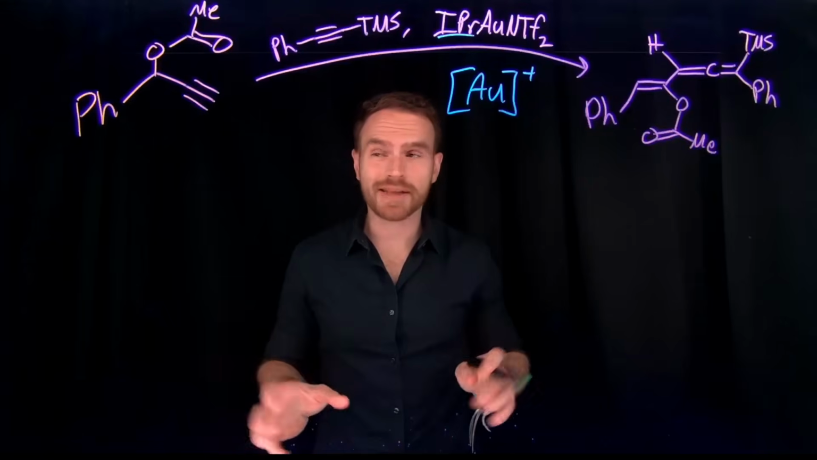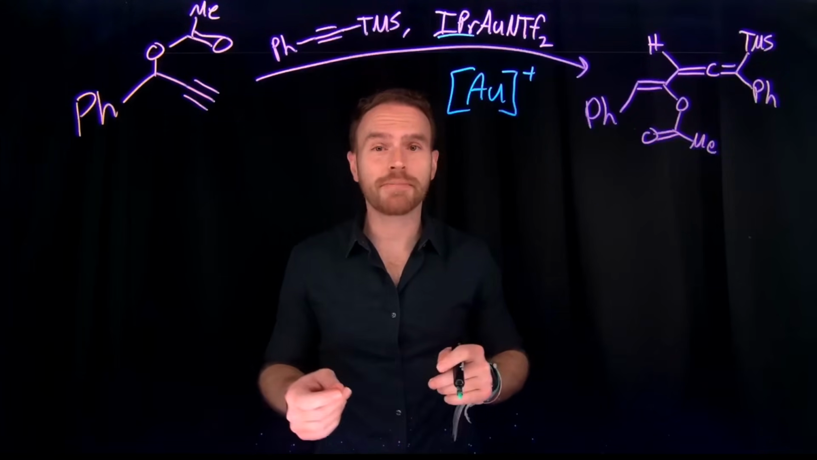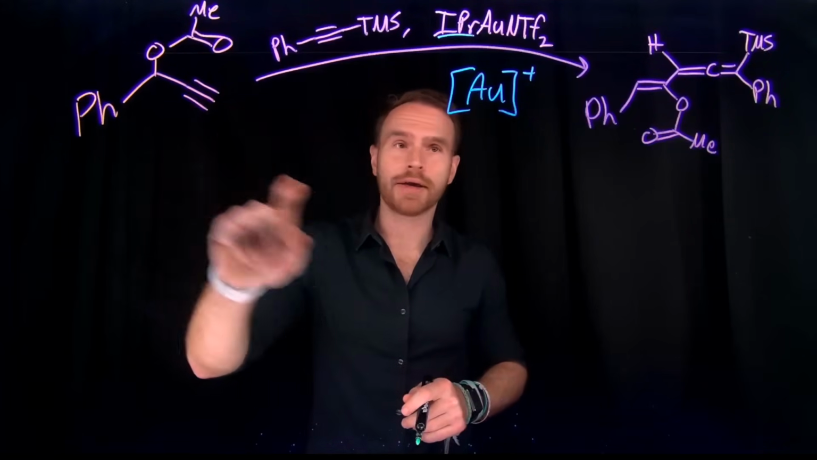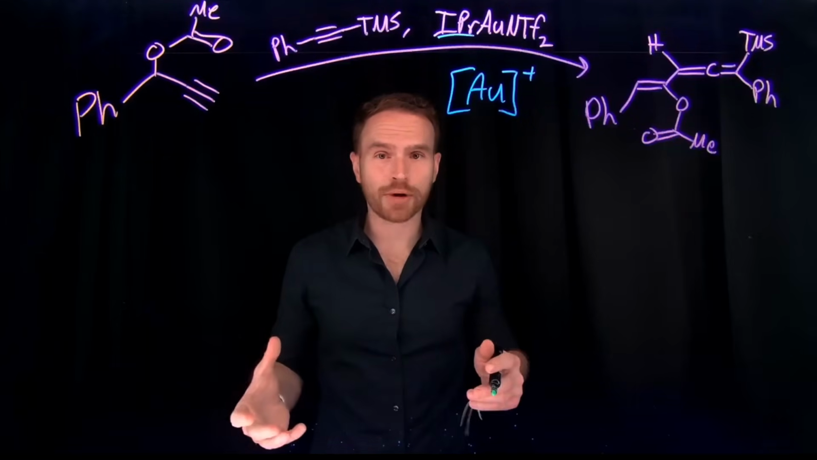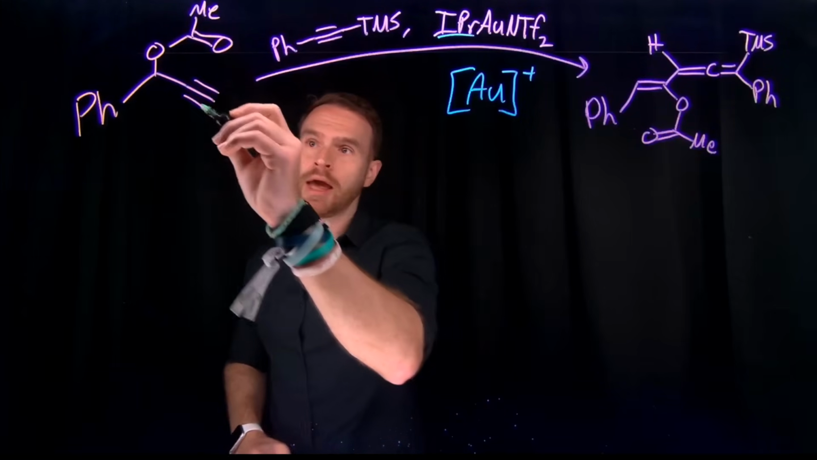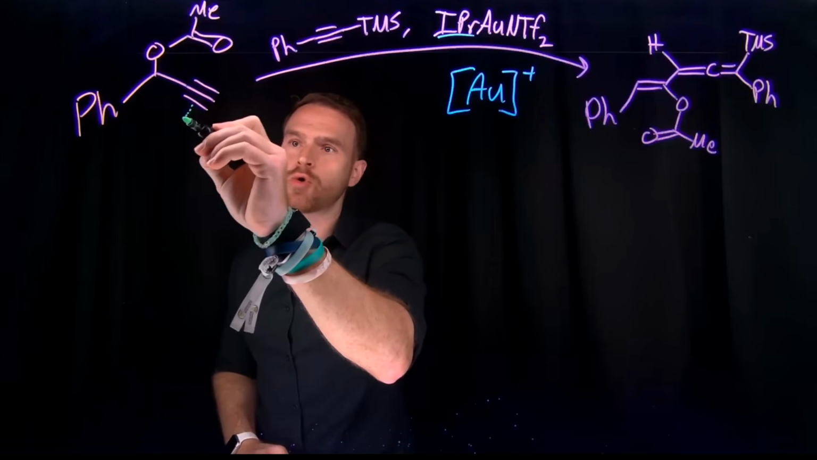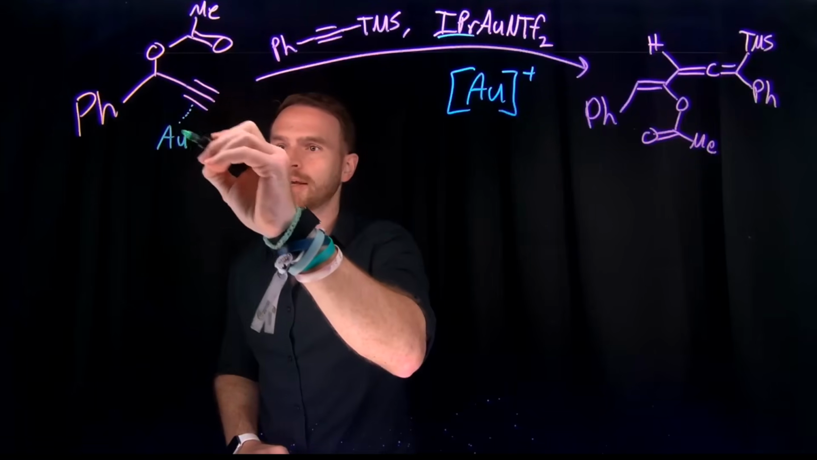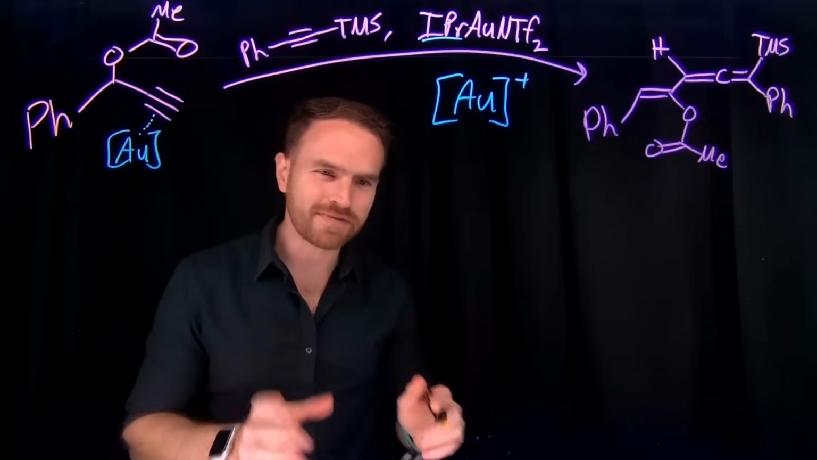So the first step in this organometallic reaction is going to be the coordination of our alkyne to our gold catalyst. And this is pretty common in organometallic chemistry, where you have pi bonds that can coordinate to organometallic catalysts. We should spend a little bit of time talking about this.